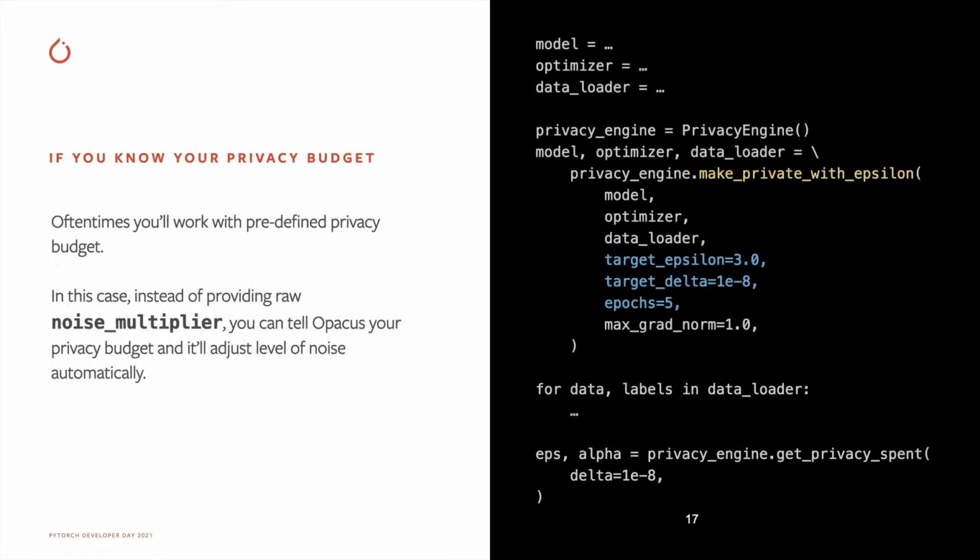In this case, Opacus lets you invert the computation and, instead of the noise multiplier, pass down the target epsilon, and it will determine the necessary noise multiplier for you so that by the end of the training, you would get the expected privacy budget. Circling back to the efficiency, let's take a look at distributed data parallel.